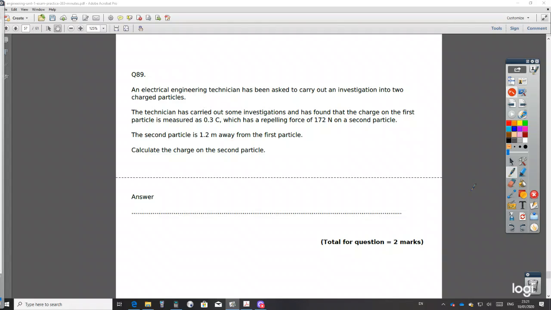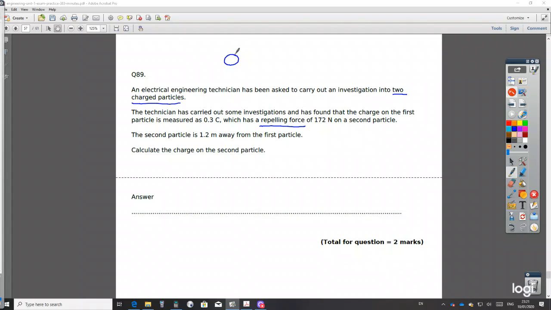Right, this question is about charge, and it tells us that there are two particles and a repelling force. Now, before I answer this question, I just want to let you know that there are some clues in these exam questions. First of all, repelling force and two particles. So there are two charged particles and a repelling force.